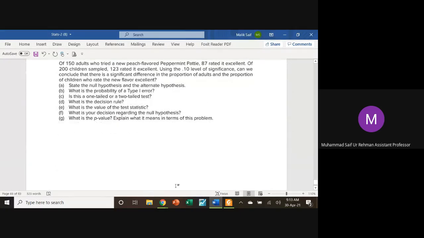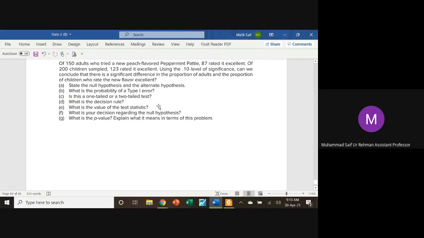Of 150 adults who tried a new peach flavored peppermint patty, 87 rated it excellent. Of 200 children sampled, 123 rated it excellent. So it means there are two populations, one of adults and one of children. Using the 0.10 significance level, can we conclude that there is a significant difference in the proportion of adults and the proportion of children who rated the new flavor excellent? So now there are questions in form of parts. So you may answer one by one.